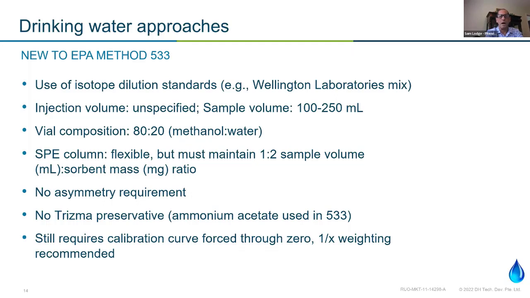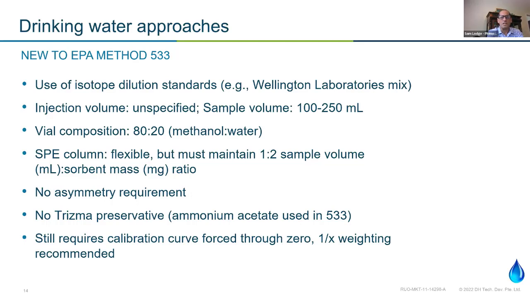Another interesting difference here is the composition. In 537.1, it was a 96% methanol, 4% water diluent or final injection solvent. This is because the 96% methanol was required to solubilize some of these long chain compounds that were part of the 537 process. In 533, because now the emphasis is on short chains, which tend to be more soluble, you can use an 80-20 methanol water mix for your injection, which actually gives better peak shape, especially for the early eluting compounds like PFBA and PFBS.